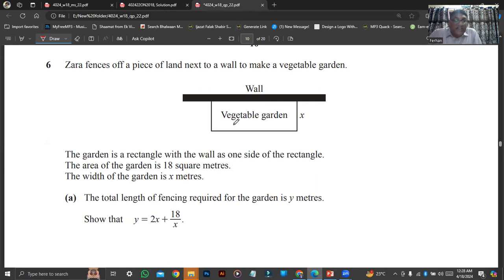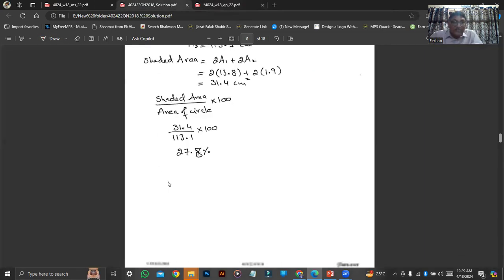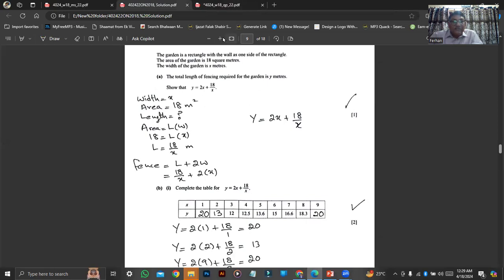Now, it's a very famous trick. The area of this rectangle is given, and I know the width. I can find out the length. This width will also be x. You know the area is length multiply width, so x multiply length will be equal to 18. So the length will be 18 divided by x. So the width is x and the length is 18 by x. So the total length of the fencing will be width plus length plus width. So let me show you, I have done this.